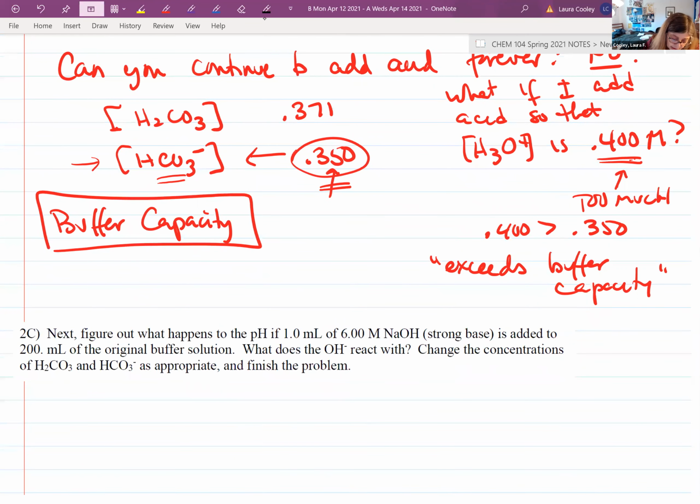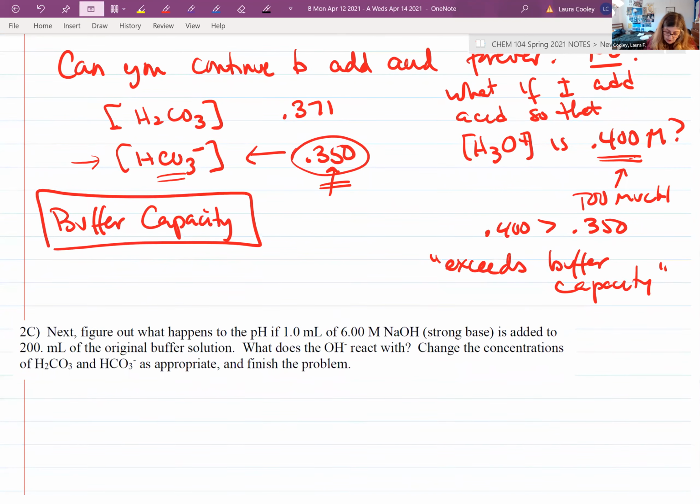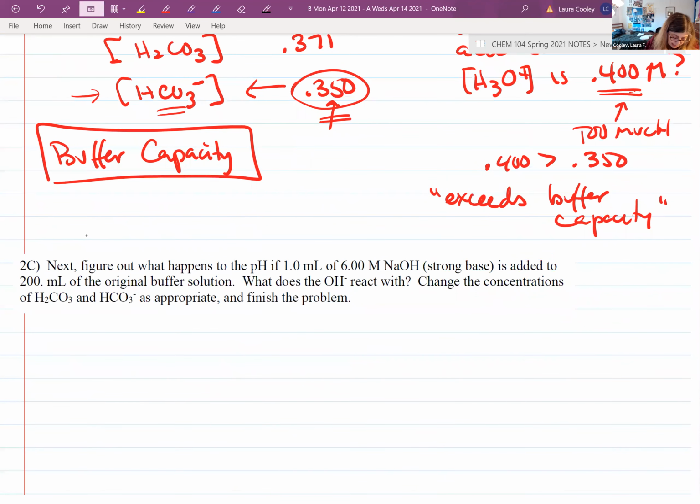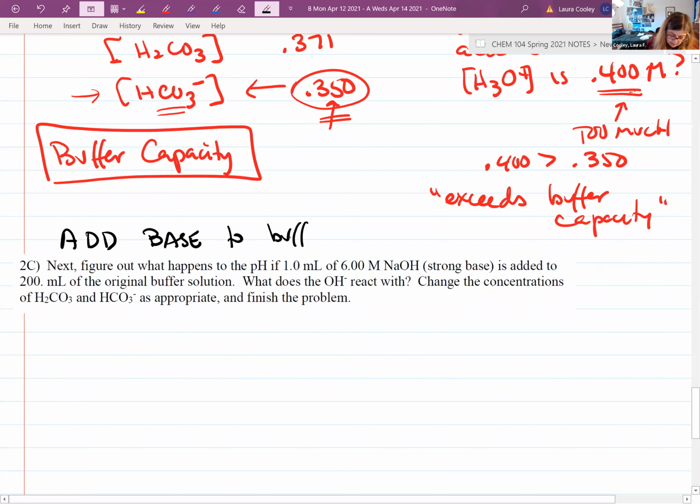Okay, so the next thing I'd like to do is talk about what happens when you add base to the buffer. All right. This computer is getting hot. I gotta get the fans closer. Okay. All right, so let me go on to adding.